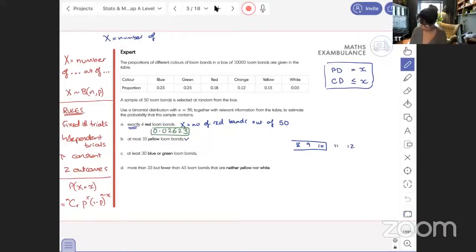Right. I'm going to use a different letter. Y. Y is the number of yellow bands out of 50. The number of yellow bands out of 50 is what I am asking for. So what is n? 50. What is p? What is the chance of getting yellow? The chance of getting yellow is 0.15. You had to change your p to 0.15. And then when you do that and you put in less than or equal to, and then you choose 10, the correct answer was 0.8801.